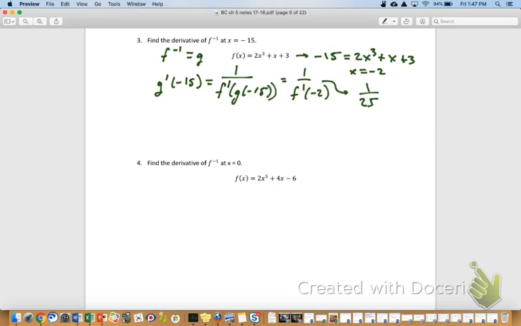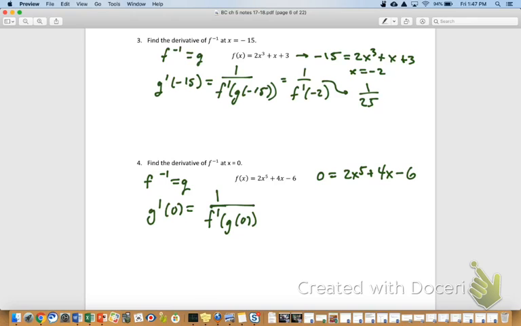0.04 works. Okay, so then for number 4, g prime of 0 would equal 1 over f prime of g of 0. And so we do the same thing. 0 equals 2x to the 5th plus 4x minus 6. And according to Peyton, this is the easiest one. She said that's the easiest one to guess, right? You plug in a 1, right? And it ends up being 6 minus 6. So 1 over f prime of 1.